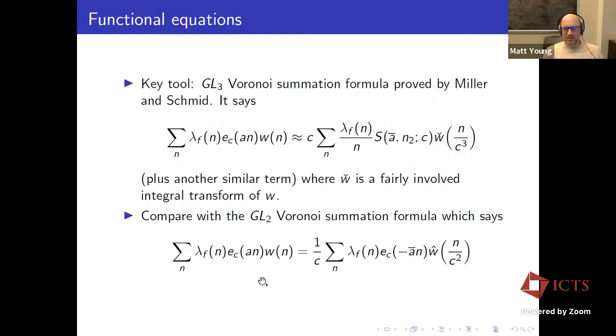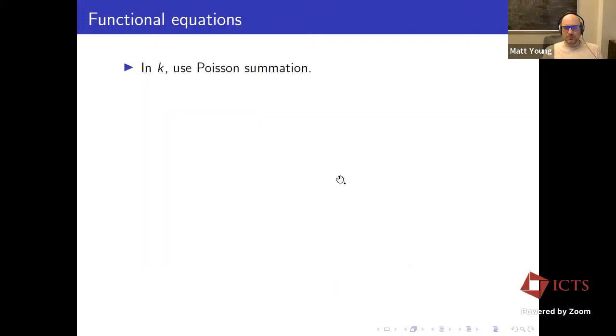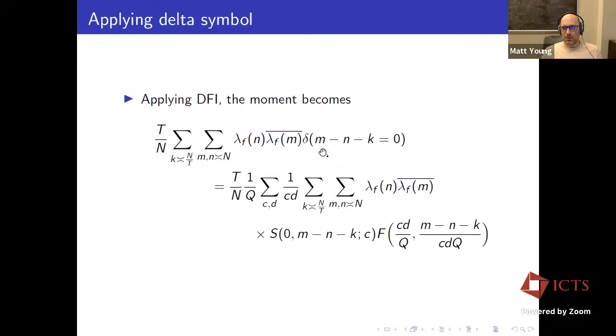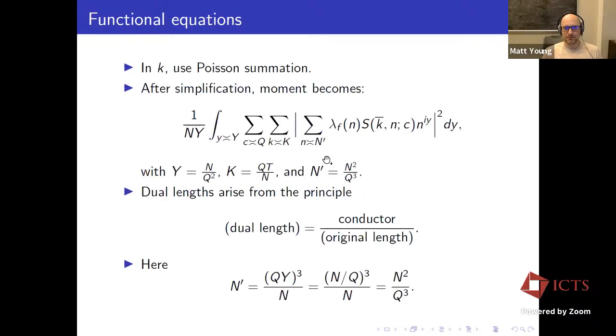Just to contrast, the more well-known GL2 Voronoi formula says you can swap an additive character with parameter a for an additive character with parameter negative a bar, where that's the multiplicative inverse mod c. For the k variable, that's kind of a GL1 thing. The k does not see these GL3 coefficients, so we're just going to use Poisson summation in k. That's the GL1 summation device. You do those moves, and to make a very long story short, you end up with an expression that looks like this.